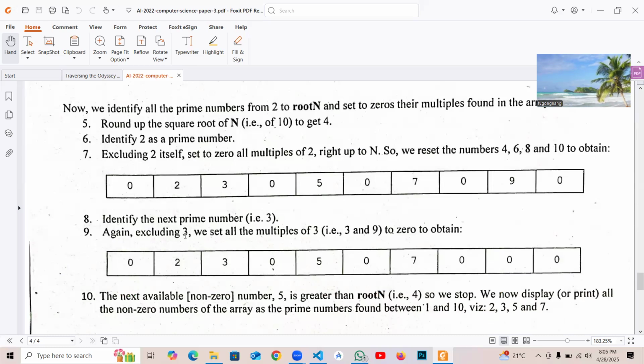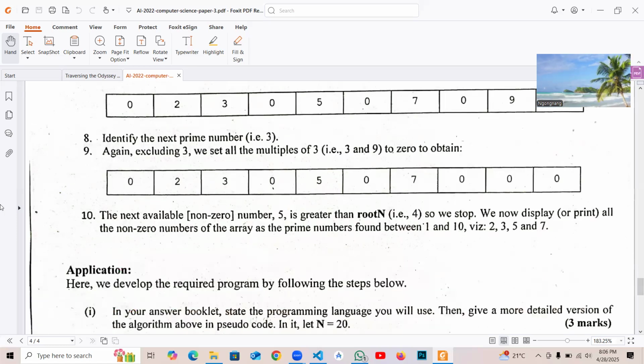Again, excluding 3, we set the multiples to 0. This is 3 now. After 3, we have already set 4. 4 is not even a multiple of 3. Then you see that 6 is a multiple of 3, and we have already set it to 0. 9, you see 9 was here. It was not a multiple of 2. Now it's a multiple of 3. It is set to 0. And so on. That's how we're eliminating the numbers which are not prime numbers in a range given.